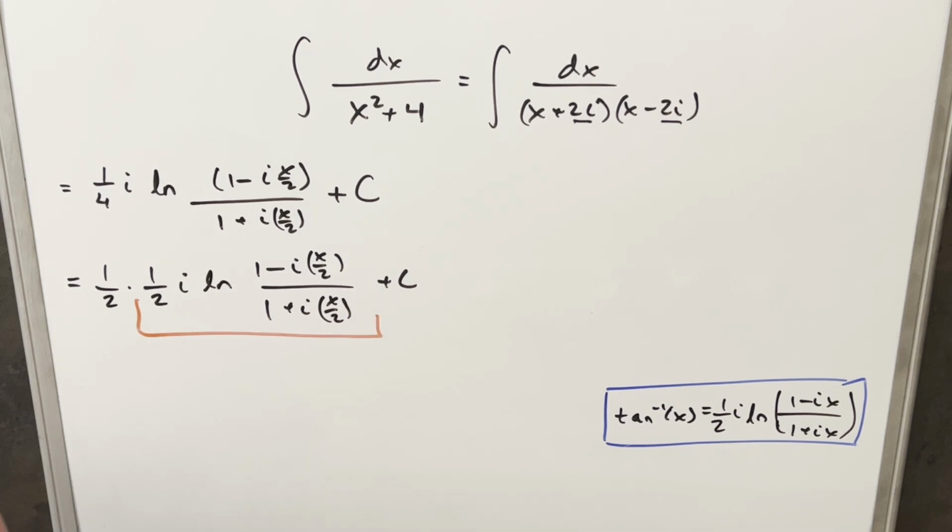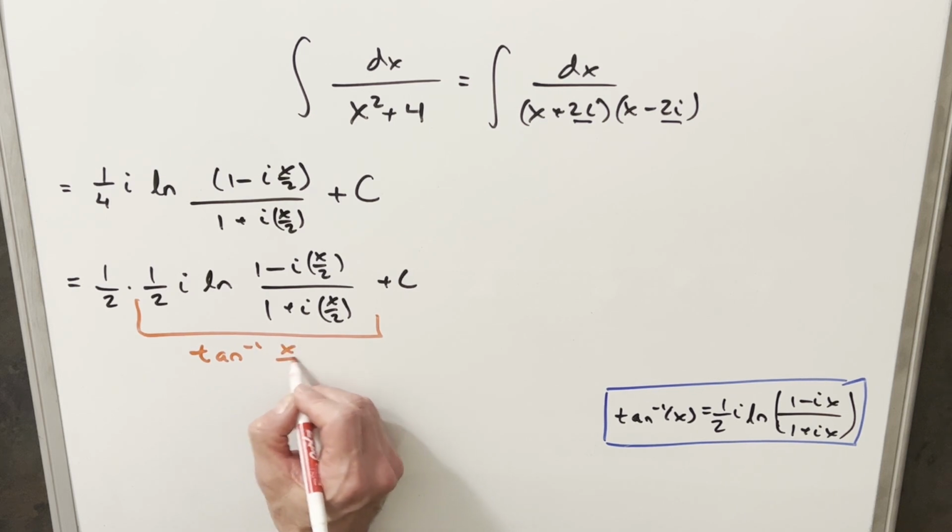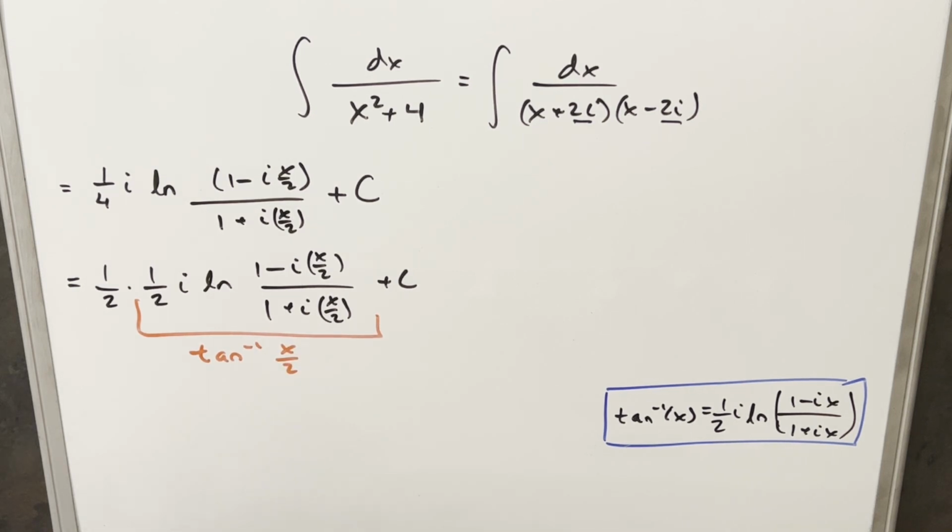except we have x over 2 as our input. So what I'm saying is this whole thing is just arctan of x over 2. So then for our final solution, we have just 1/2 arctan of x over 2 plus C, and that's it.